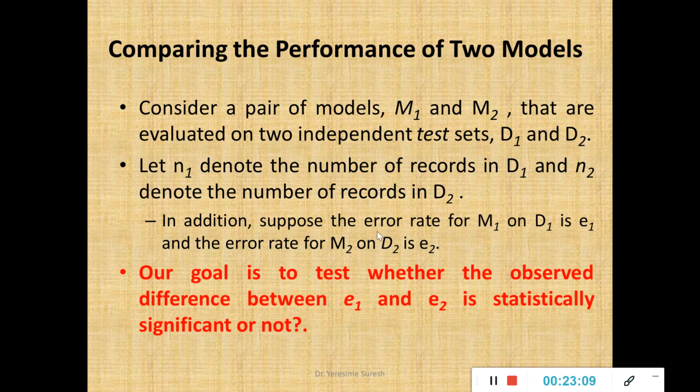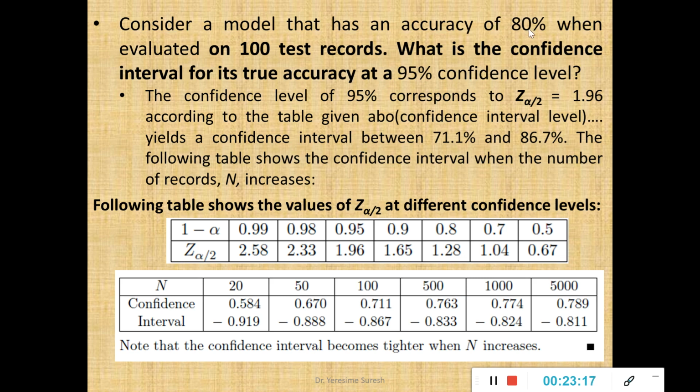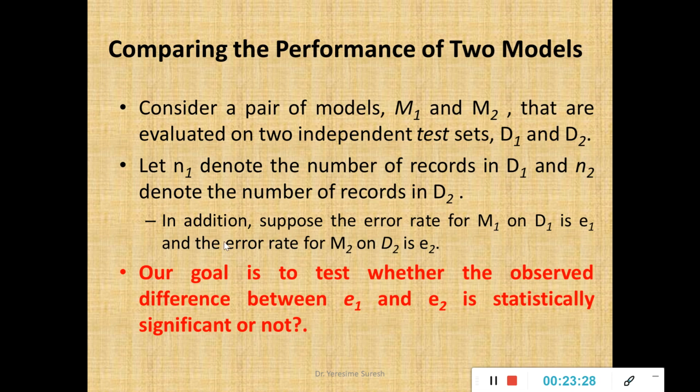In addition, we will define the error rate. What is error rate? It is the performance of the given classification model. In this example, I have taken accuracy to be 80%. What will be the error rate? 1 minus 80%, that means 20%, or 0.2 is the error rate. Suppose that the error rate for M1 on D1 is E1 and the error rate for M2 on D2 is E2. Error is nothing but the misclassification rate. If accuracy is 80%, error will be 100 minus 80, that means 20%.